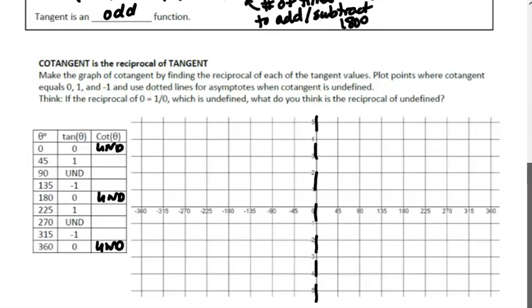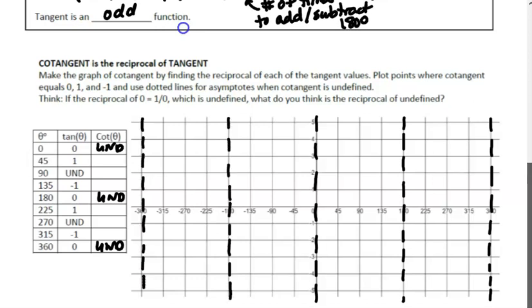and at 180 and at 360. Now, if I go the other direction on the graph, there's going to be another place at negative 180 and another place at negative 360 where tangent would equal 0, therefore cotangent would be undefined. Now, we've talked about that the reciprocal of 0 is undefined because 1 divided by 0 is undefined. But what would the reciprocal of undefined be? Well, the reciprocal of undefined would be 0 over 1, which is 0.